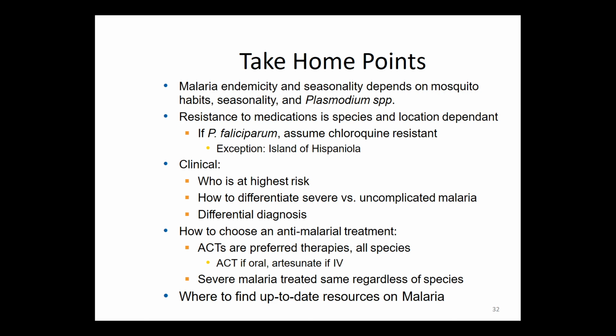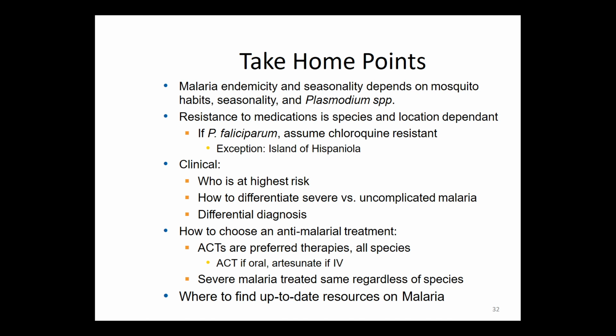And so what should you remember after these lectures? Malaria endemicity and seasonality depend on mosquito habits, seasonality, and Plasmodium species. In countries with colder climate, it's the summer season, and in tropical countries, the whole time. Resistance to medications is species and local dependent. If Plasmodium falciparum, assume chloroquine resistance except in the island of Hispaniola. Clinical features. Who is at risk? How to differentiate severe and complicated malaria?